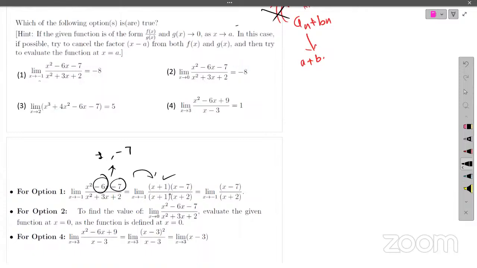Why are we factoring out? Because if you substitute x equals -1 in the denominator, you get 1 minus 3 plus 2, which is equal to 0. So that's the thing mentioned here: if the given function is of the rational form f of x by g of x, and g of x goes to 0 as x goes to a, then we factor out x minus a from the numerator and the denominator, cancel it out, and after that we apply the limit.